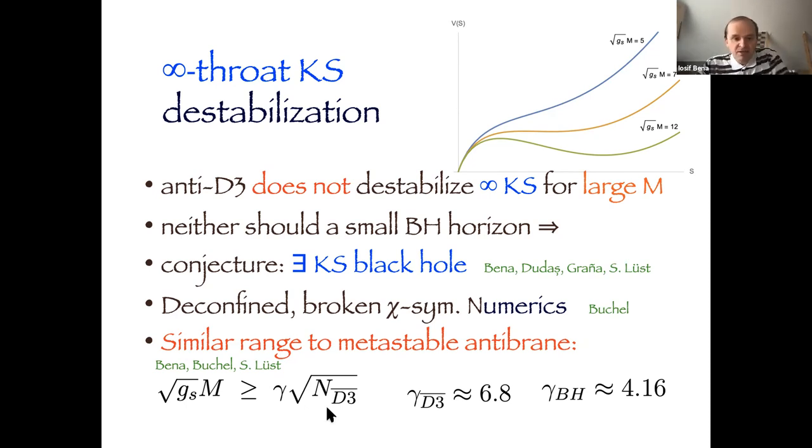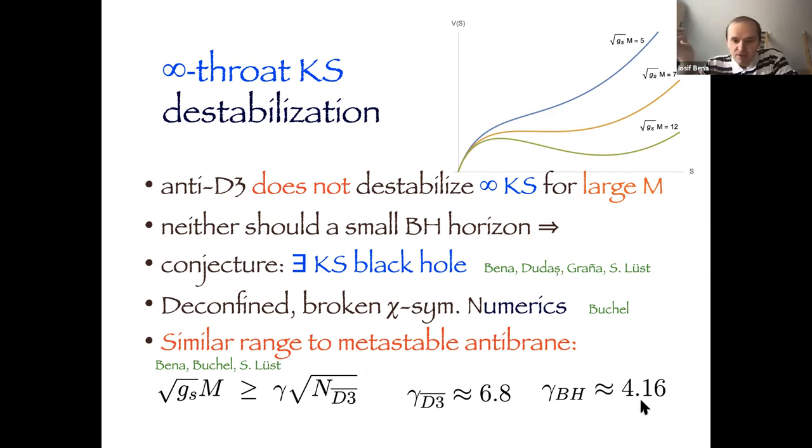And basically, the antibrane gives a metastable configuration when the square root of g_s times M is bigger than the square root of the number of three-brane charges times a factor called gamma, and gamma for the antibranes is 6.8. For the black hole, we translated the black hole energy into antibrane units. And what we found is that this number is 4.16.